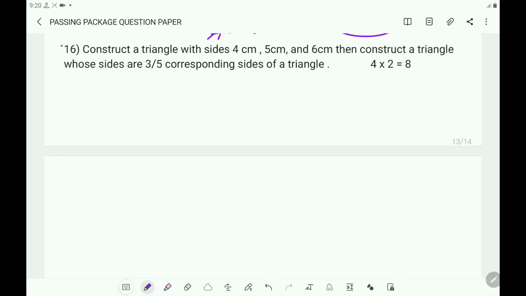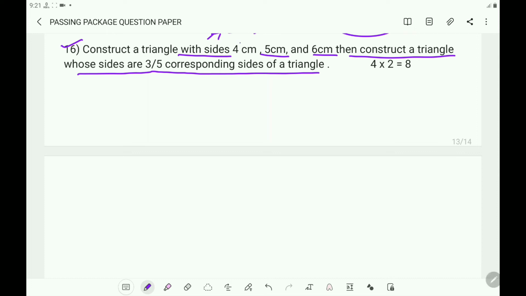Now come to question number 16. What is that question? Construct a triangle with sides 4 cm, 5 cm and 6 cm. Then construct a triangle whose sides are 3 by 5 of the corresponding sides of the triangle. Children, this construction is also done in the construction chapter. You go through the video lesson of the construction and try to do the construction. But here let us discuss the method roughly.